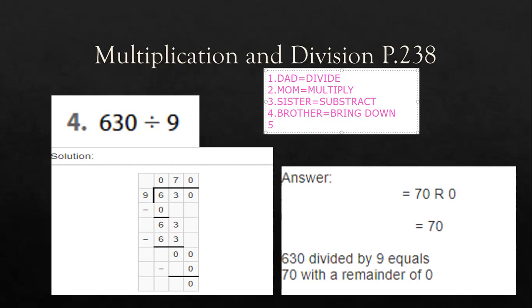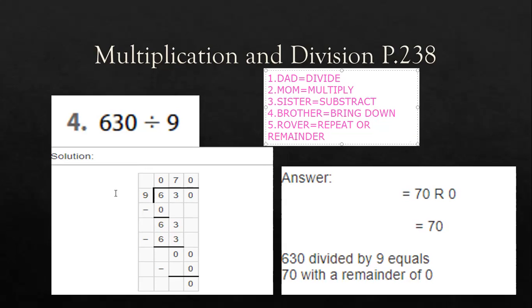Number 5, remainder, which is Rover, our dog. So it is repeat or remainder. So we see if we have to repeat or we have to put the remainder.